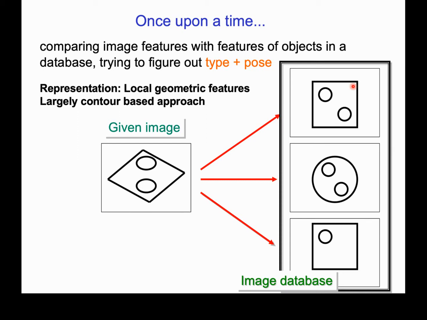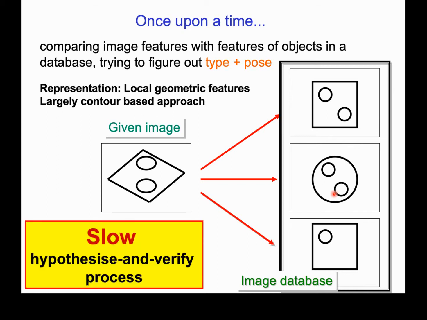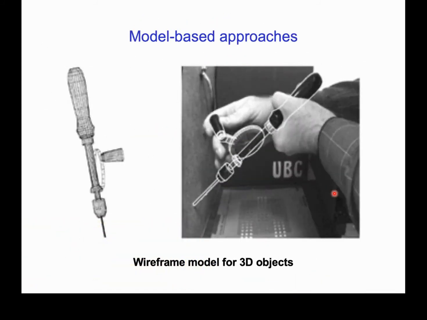Now, you can imagine that if I have these objects in my database, and if I try every possible pose and compare it with the images, this is a slow process. I'm first hypothesizing the pose of the object, and then I'm verifying with the given image. If I have a very large number of images in my database, you can imagine that this search can be quite slow. Now, in 2D, I can use geometric primitives, and in 3D, I can simply use the wireframe models.